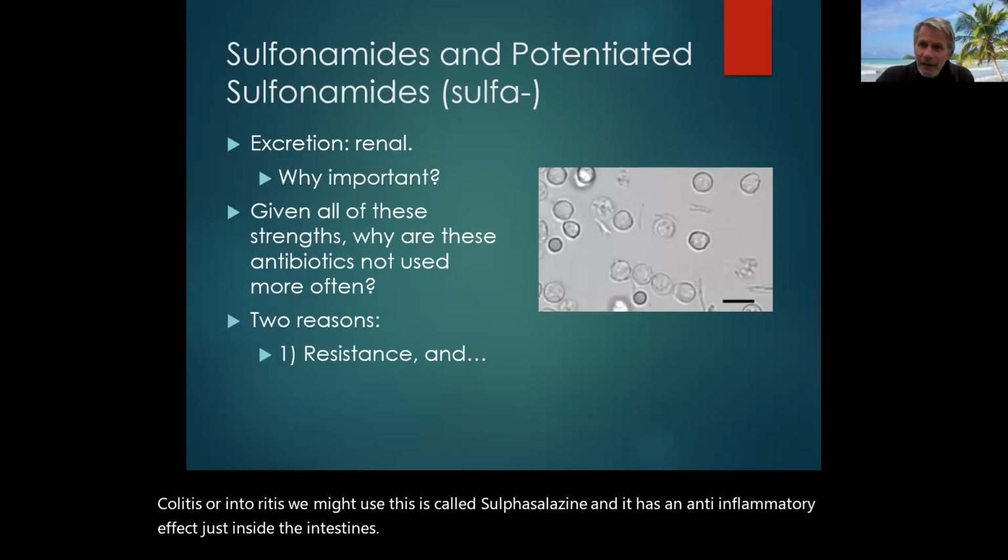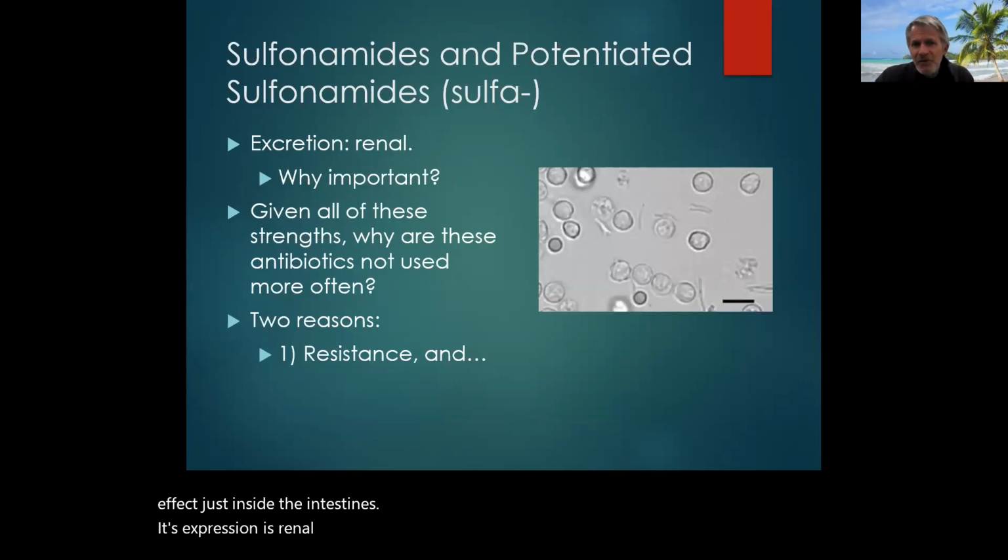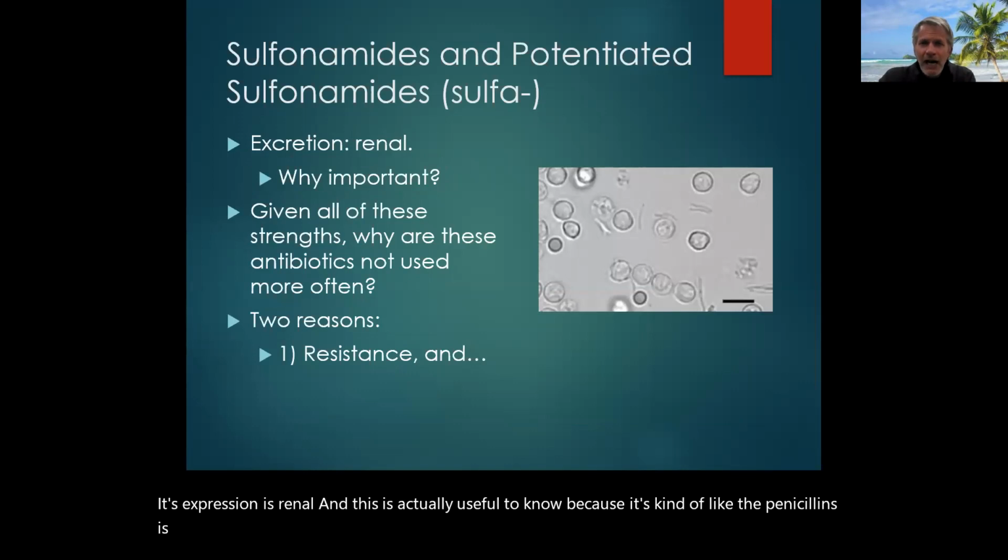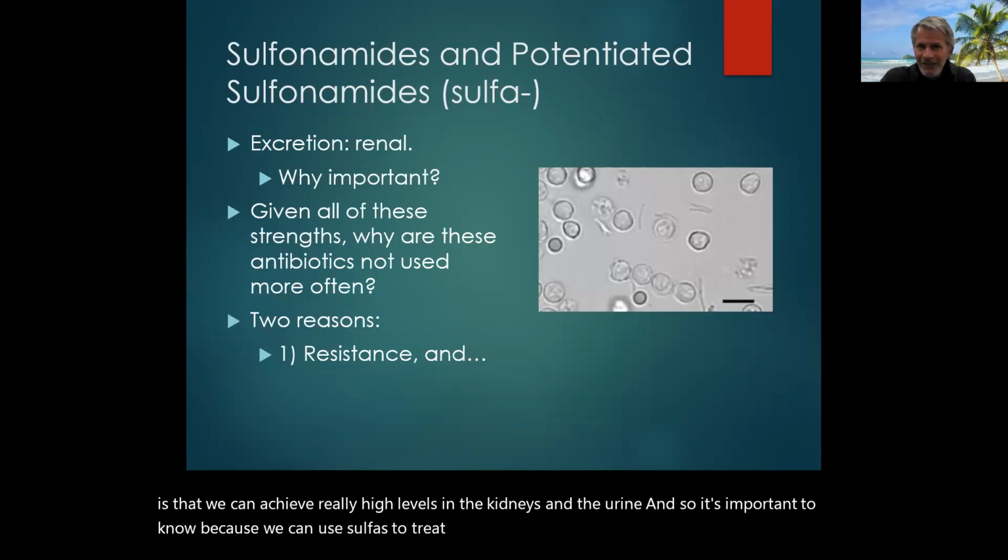Its excretion is renal, and this is actually useful to know because it's kind of like the penicillins, in that we can achieve really high levels in the kidneys and the urine. And so it's important to know because we can use sulfas to treat bacterial cystitis.